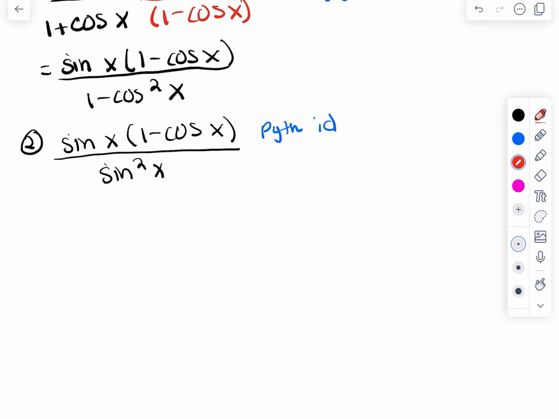Then you would cancel. So one of these cancels with one of these. And you can do this because it's in factored form. So I would have 1 minus cosine x over sine x. So I just canceled here.